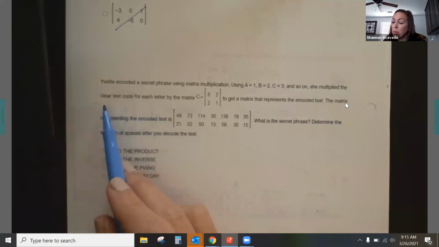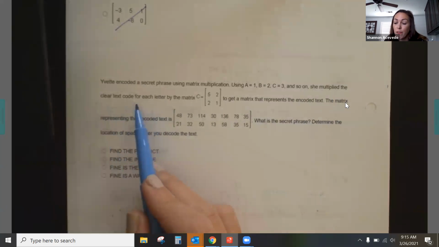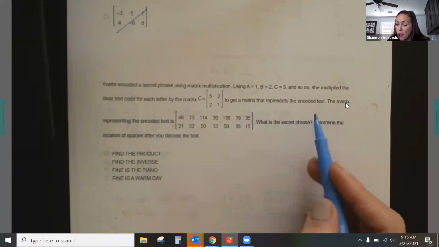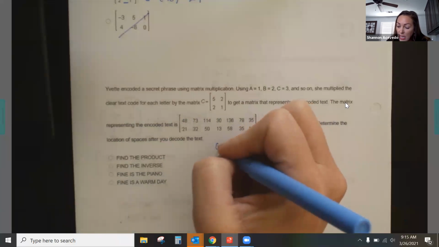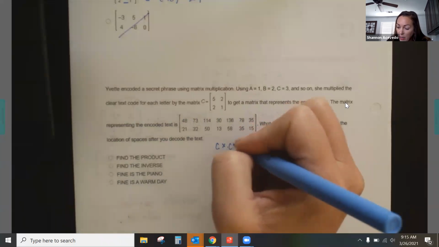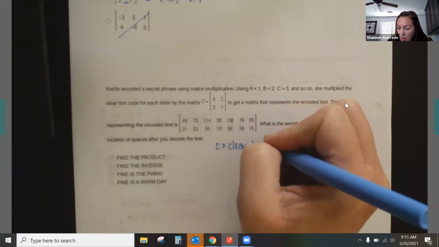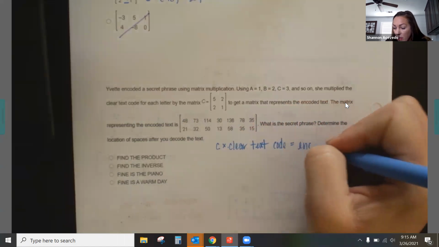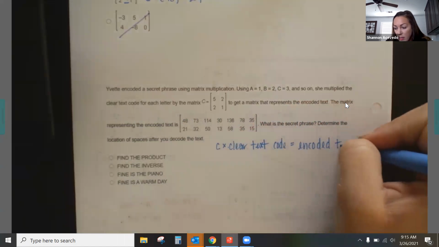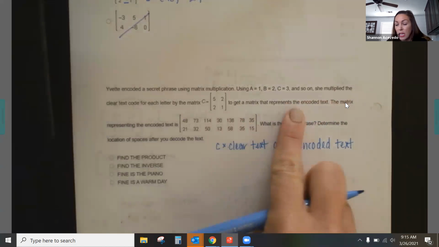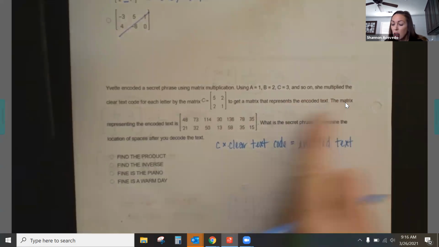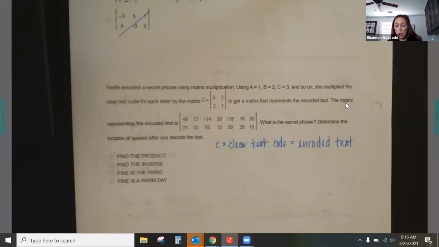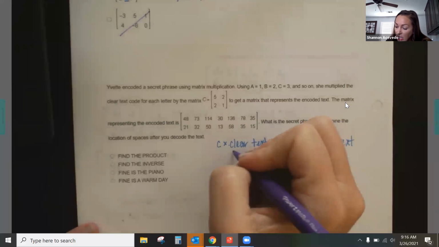So she's multiplied the clear text code for each letter by the matrix C to get the matrix that represents the encoded text. So she took her matrix C and she multiplied it by the clear text code. And when she did that, she got the encoded text. So that's what the statement's saying. And this is the same as what we did yesterday. The matrix representing the encoded text is here. What is the secret phrase? So what we're looking for, that secret phrase, is the clear coded text.